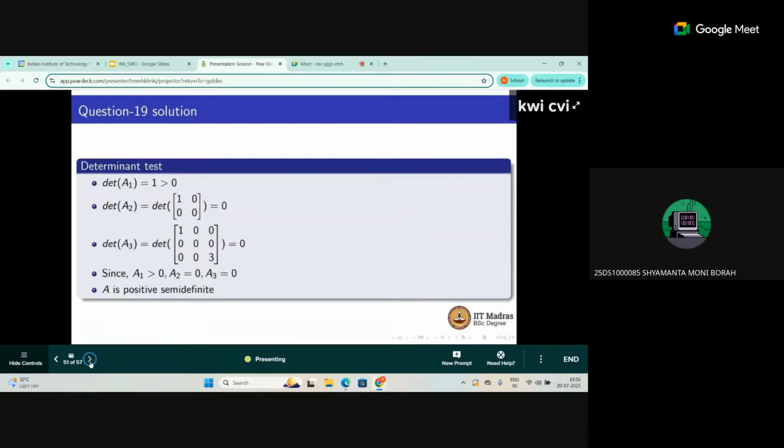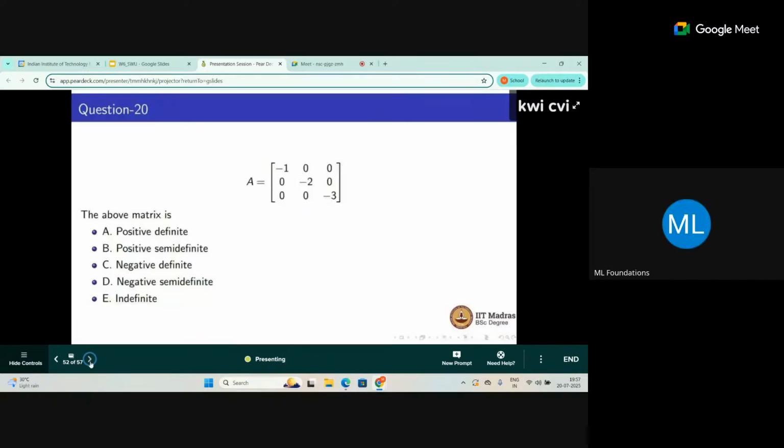Sir, if you can request one of the TAs to make short notes, bits and pieces of these kinds of things just before the exam, it might help. Sure, okay, I'll ask them to do that. You can make your own notes also, right? Sure, no problem. Yeah, I'll ask them also.